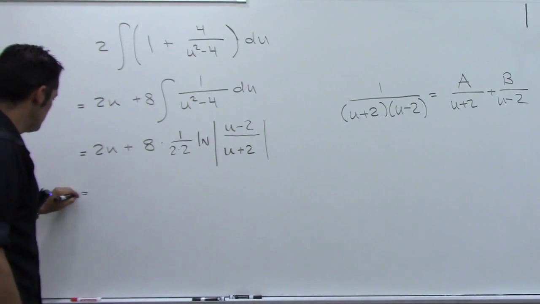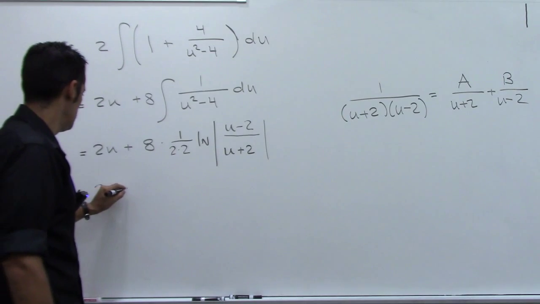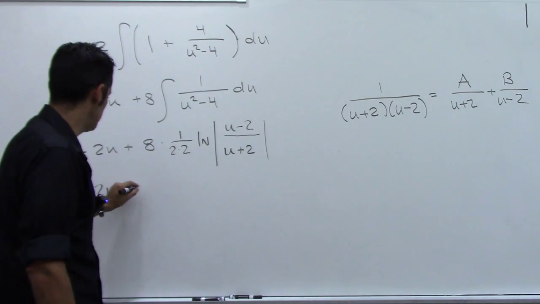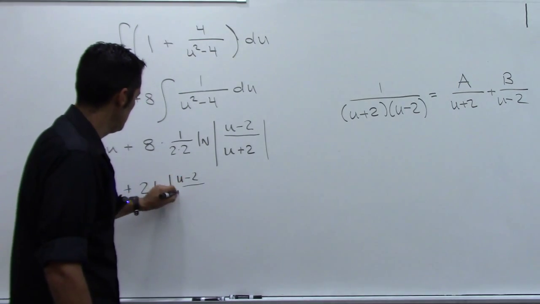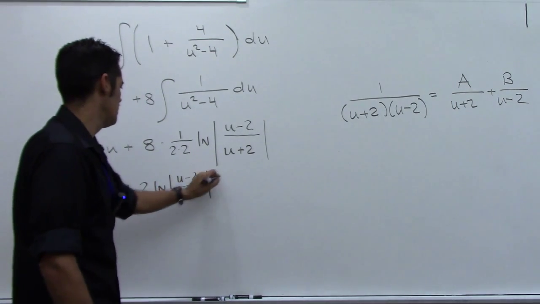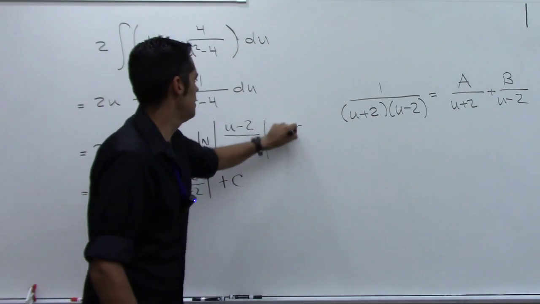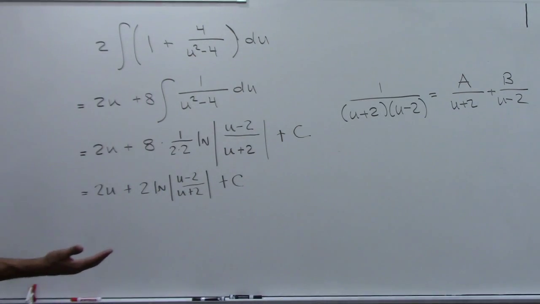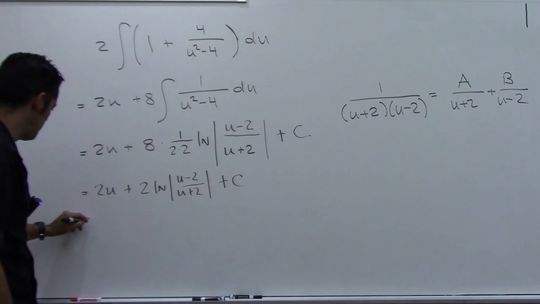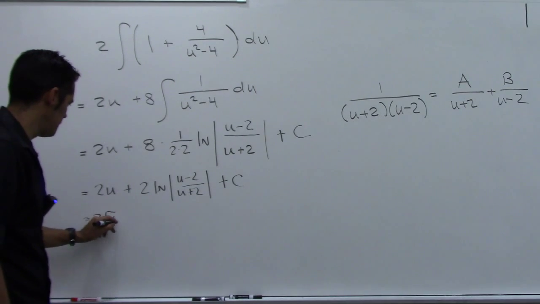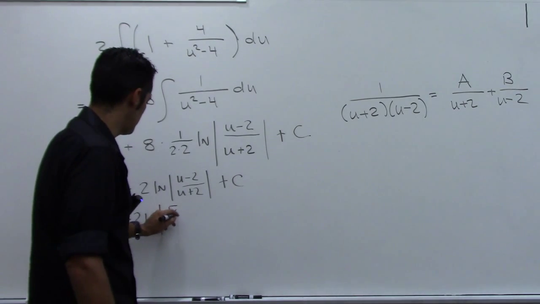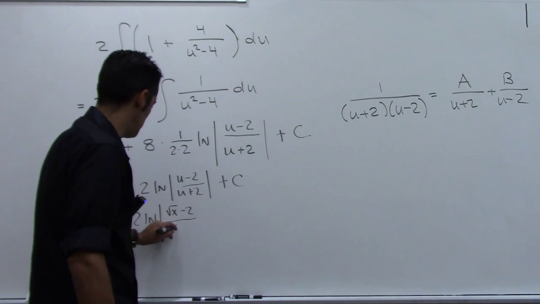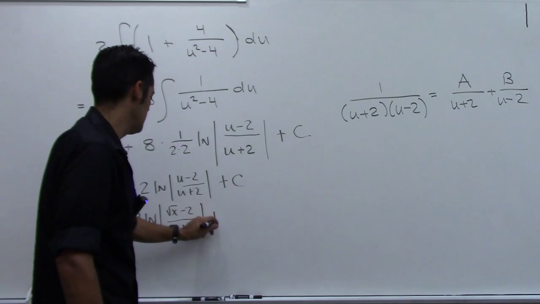And that's it. So we get 2u plus 2 natural log of u minus 2 over u plus 2, plus c. And now what was u? U was square root of x. So 2 root x plus 2 natural log of square root of x minus 2 over square root of x plus 2, plus c.